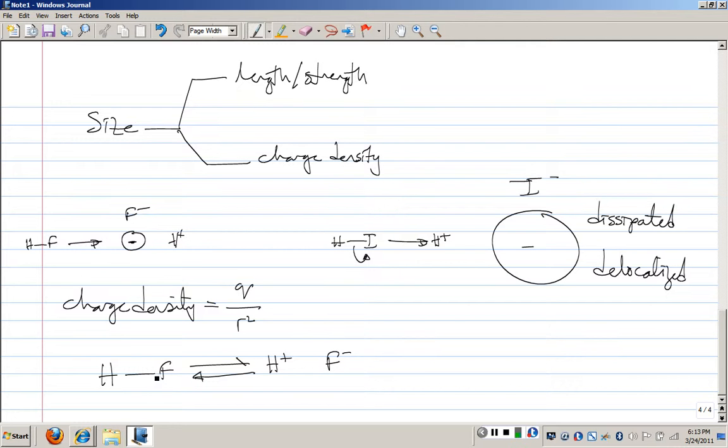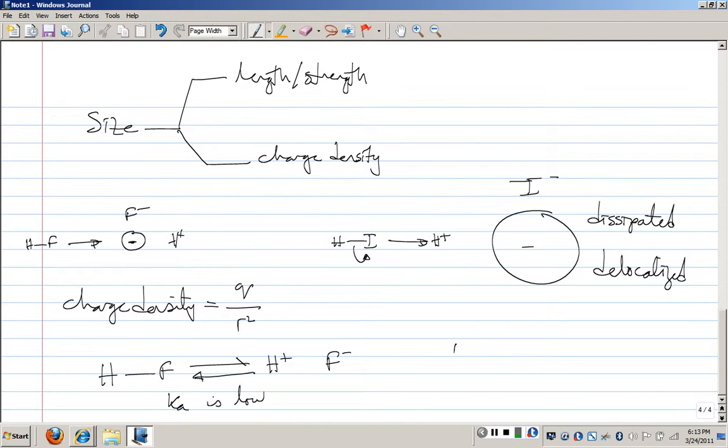Because as HF, the F is not quite as unstable as it is as F minus. In other words, the tendency of F minus to return into HF is great compared to the tendency of HF to ionize to form F minus. So what this means then is my Ka value is going to be low.